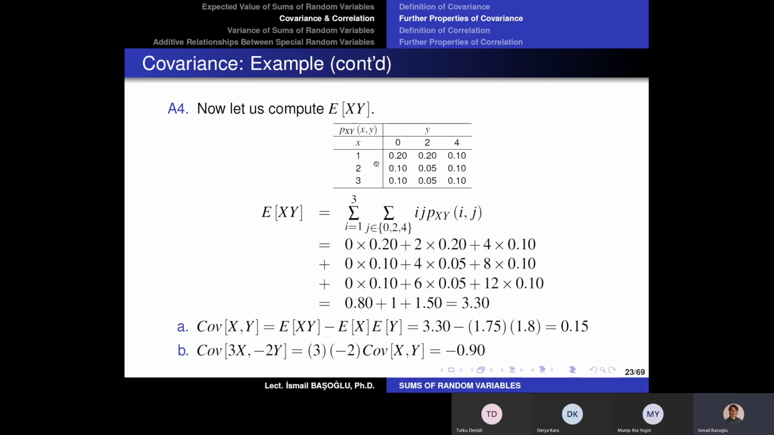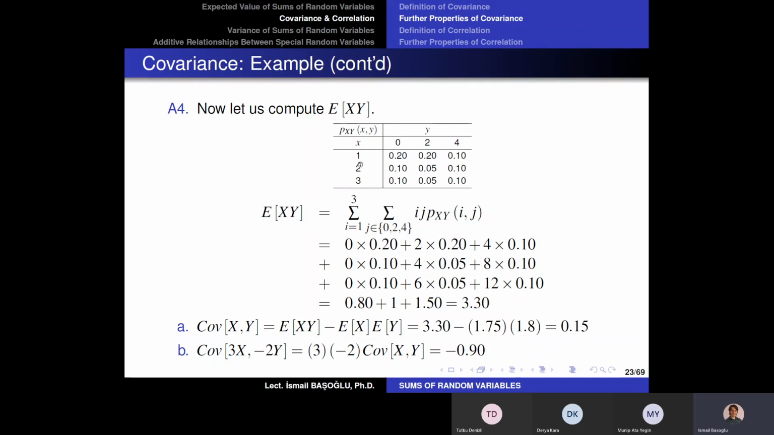And let's do that one by one. So let's start with the first joint probability mass value. 1 times 0 times 0.20. It is 0, right? 1 times 2 times 0.20. It is going to be 2 times 0.20. 1 times 4 times 0.10. 4 times 0.10. 2 times 0 will be 0, so I'm not going to do that.